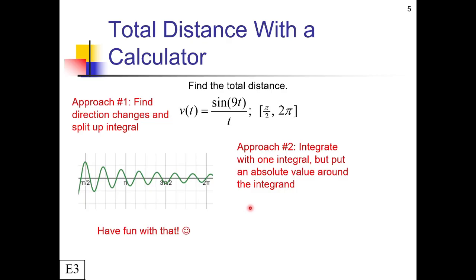We're going to take the integral from pi over 2 to 2 pi of just v of t, but we're going to put v of t in the absolute value. So we'll have the integral of the absolute value of v of t dt. And notice that the absolute value is not around the whole integral, it's just the integrand, so that every little change in velocity, every little change in position, I should say, is going to be counted positive.